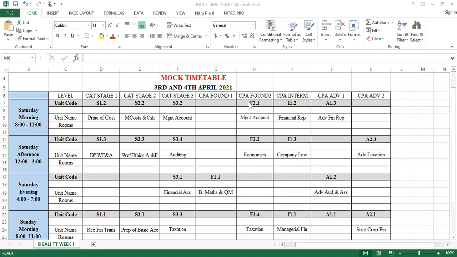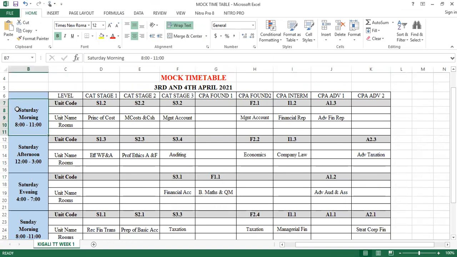So if you are doing management accounting, you can see it's Saturday morning. If you are doing taxation, where is tax? If you are doing F1.1, you can see where it is. It is already in the group, so look through it.